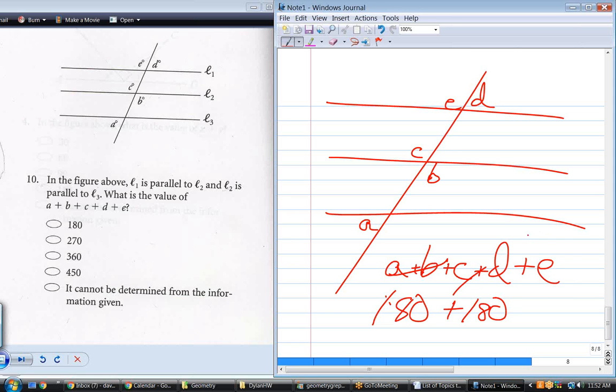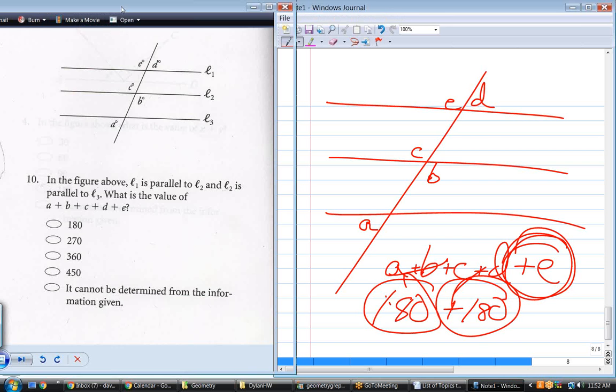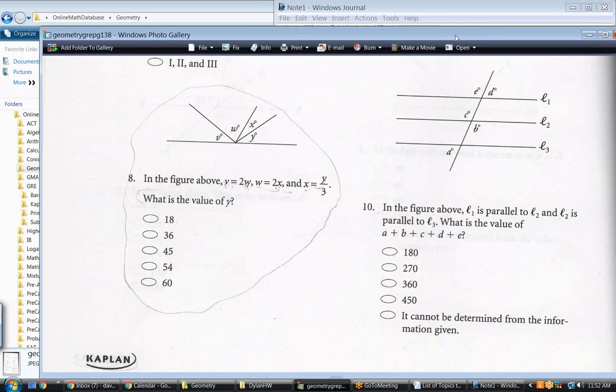That's true, but do we know what E is? No, there's no way to tell. Notice that they have not given us any numbers anywhere on this problem. And yet we got it down to 180 plus 180 plus some angle E, which we have no way of measuring or knowing what it is. So that cannot be determined. Cannot be determined from the information.